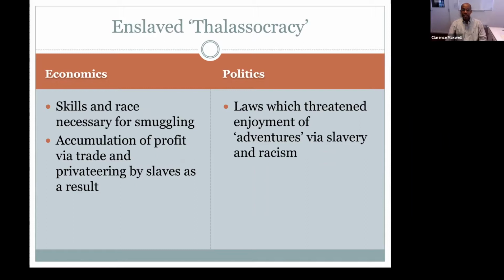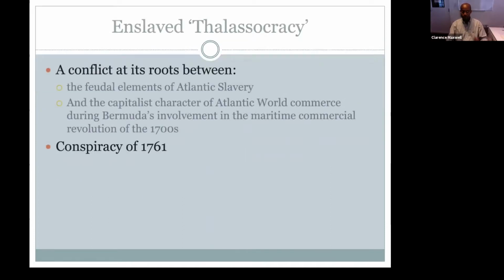In other words, the enslaved sailor was a strange contradiction in and of himself that would make a Marxist happy, or unhappy. He was both a capitalist, a person of capital, as well as a person of enslavement, of power, of complete political domination. Those things came together in one person. And as I mentioned, this sort of feudal element, a conflict between capital and power clashing, ultimately resulted, I would argue, in the conspiracy of 1761.